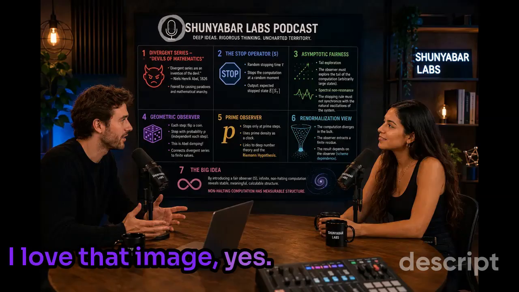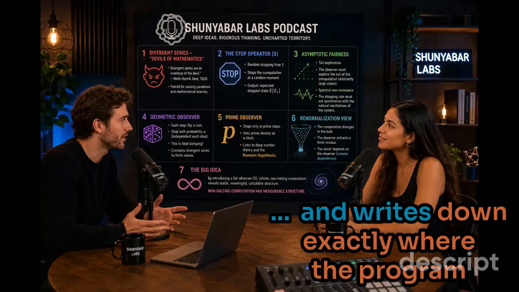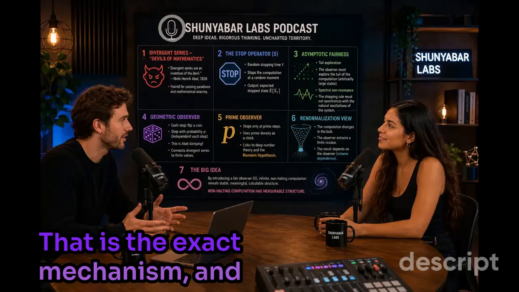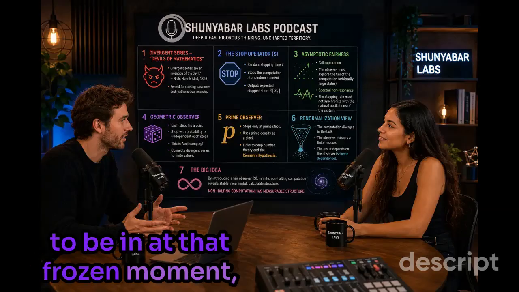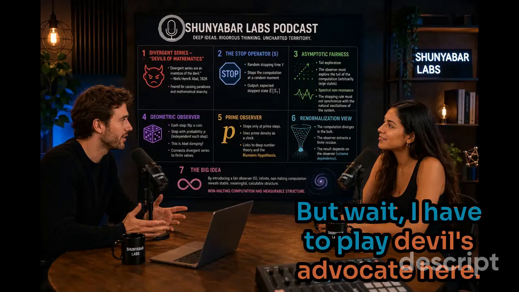Oh, I love that image, yes. And at a totally random step, based on a dice roll, the observer yells, freeze, and writes down exactly where the program is standing in that exact microsecond. That is the exact mechanism. And the state that the program happens to be in at that frozen moment, let's call it state tau, becomes our measured value. But wait, I have to play devil's advocate here.